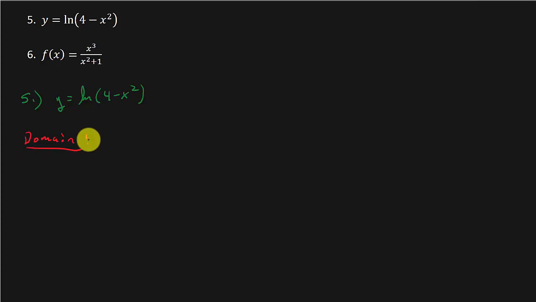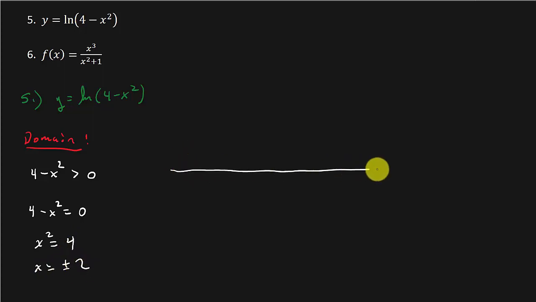All right, so what do we know about logarithms? Well, we know we can't take the log of 0 or a negative number. So that means that 4 minus x squared has to be positive, which means it has to be larger than 0. So do we know how to solve a quadratic inequality? So first we want to set this equal to 0 and solve it. So I'm going to get x squared is equal to 4. So x is equal to plus or minus 2. And then we can draw a number line and plot those points there.